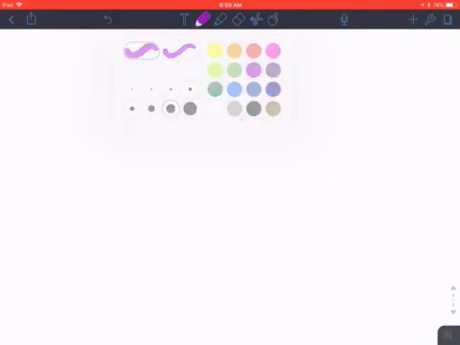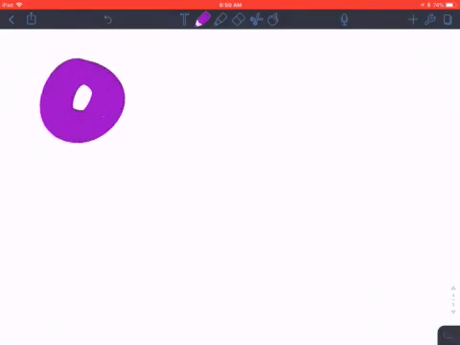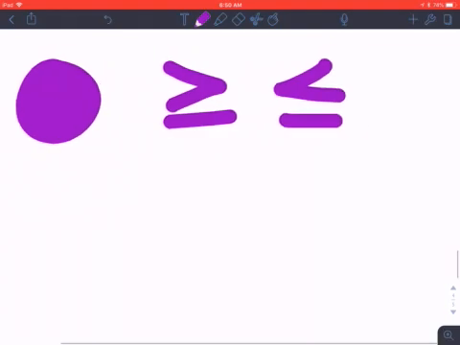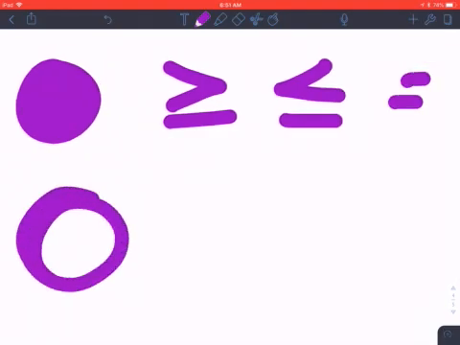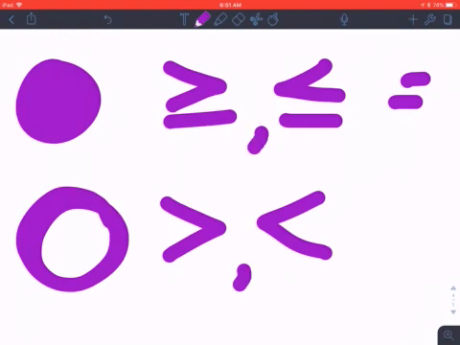So just as a review, if we have a boundary point that is filled in, it's either going to be greater than or equal to, or less than or equal to, or equal to. If it is an open dot, or an open boundary point, it could either be greater than or less than. Those are our only options.